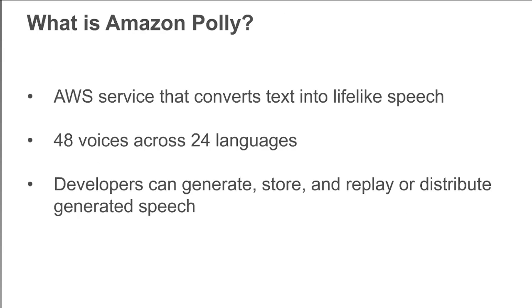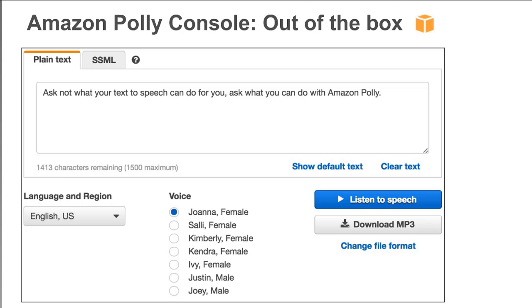So as a reminder, Amazon Polly is a service that converts text into lifelike speech. We are supporting 24 languages and we have 48 voices, mainly male and female for these languages. And you have the option first to use it to generate the speech in streaming mode, or to download it, store it, and replay it locally from mobile devices or other storage cases.